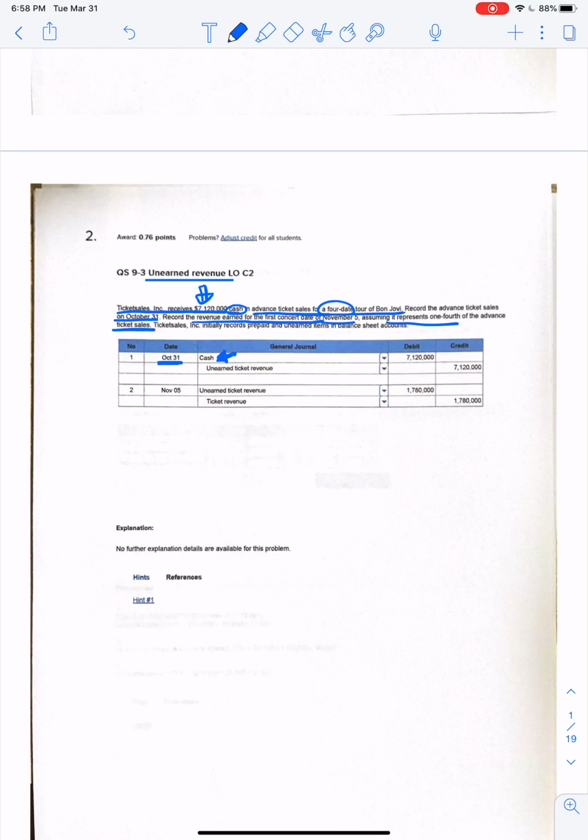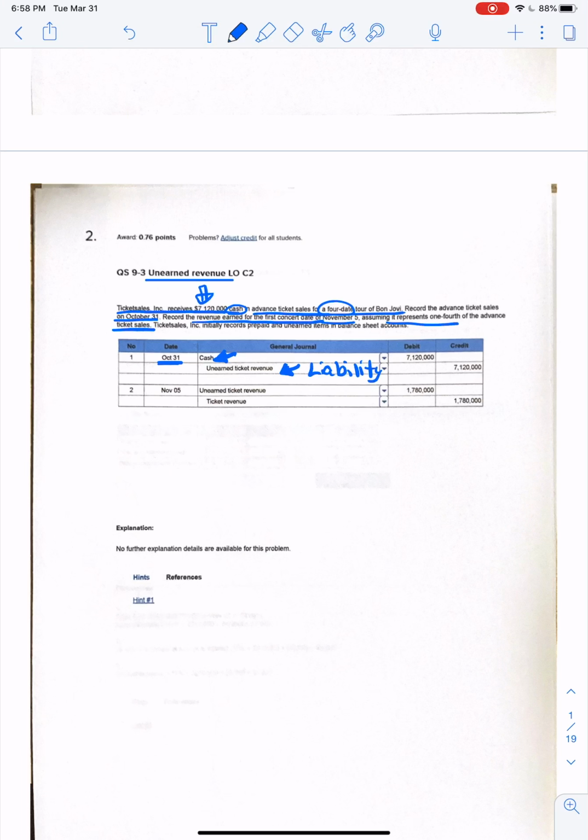Because the reason this has to go to a liability called unearned ticket revenue is because we may not actually get to perform that show. So in this case, with this COVID-19, we had a lot of events get canceled, and that explains exactly why this has to first go to this liability account that is unearned ticket revenue. So at the time the cash comes in, since we've not earned it, we don't have revenue.